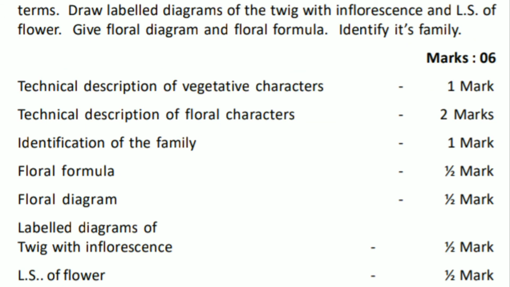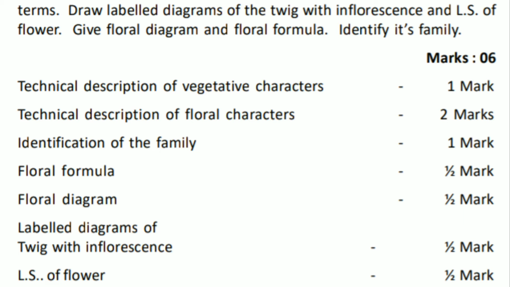This is the major part that carries 6 marks. If you draw neatly the floral diagram, the twig with inflorescence, and the longitudinal section of the flower, then you will get full marks. Because the vegetative characters and floral characters are general matter you can describe easily. But the diagrams and labeling, that is the twig with inflorescence and the longitudinal section of the flower, are important.